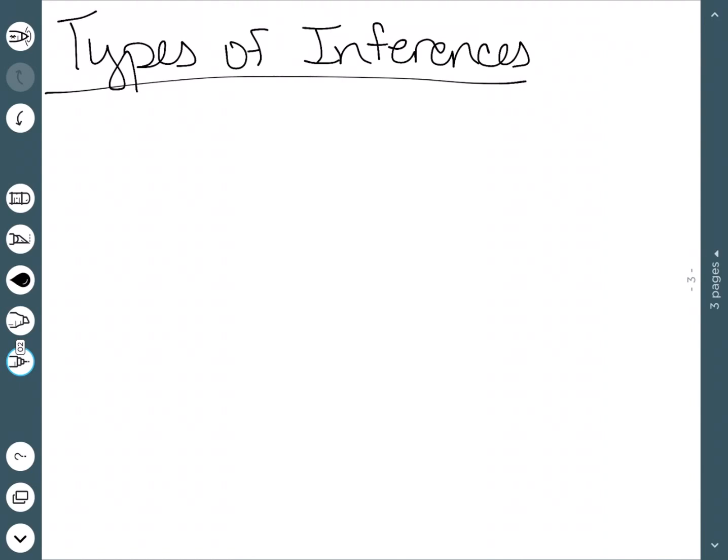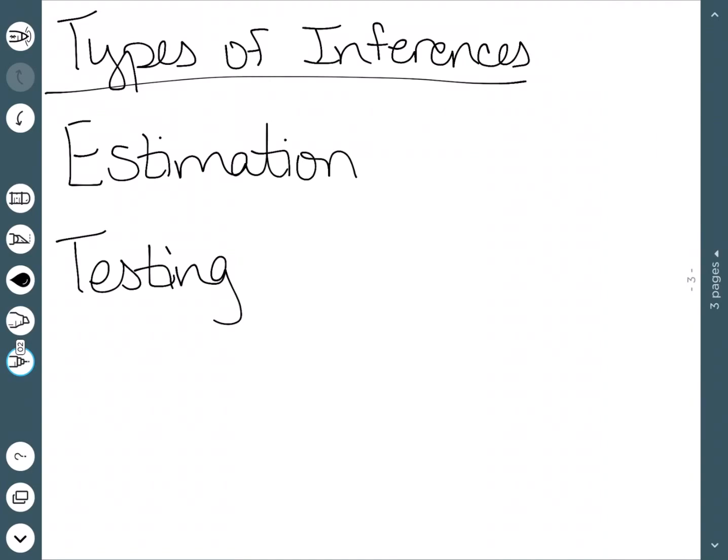And there are three types of these. The first is estimation. This is where we actually estimate the value of a parameter. We know what the sample mean is. We're going to try to estimate what the population mean is. The next is testing. This is where we make a decision about a parameter. We're going to test claims and see if it is the way we hope it is or the way we want it to be.